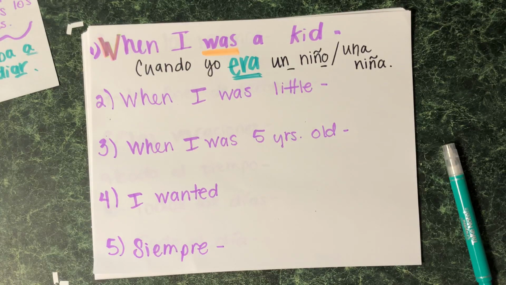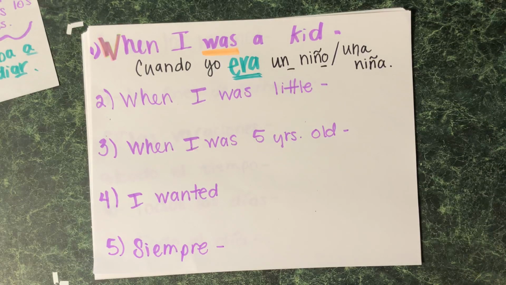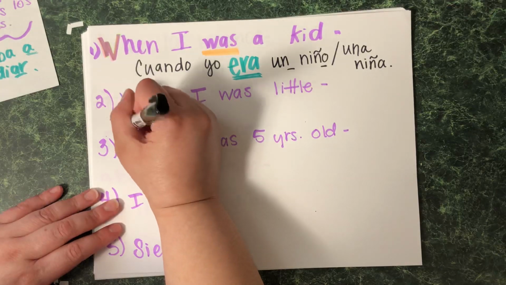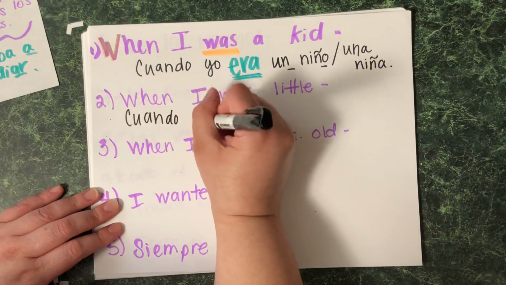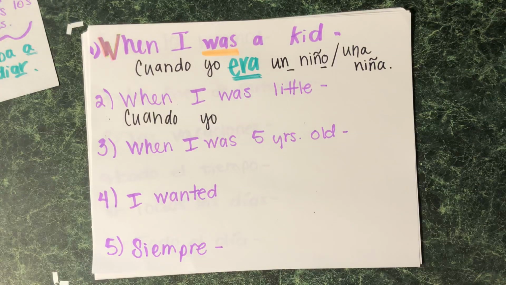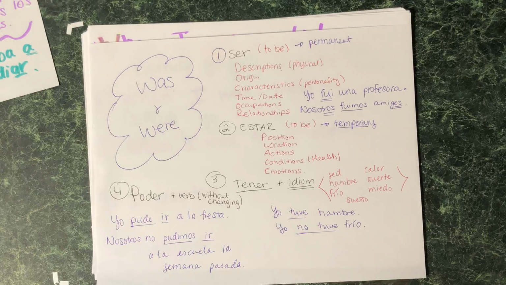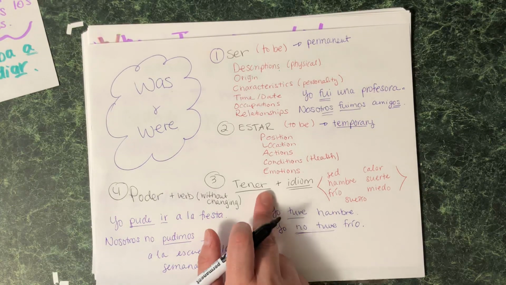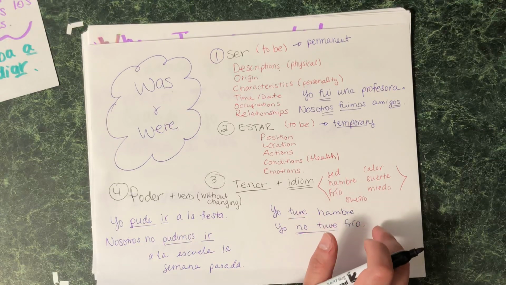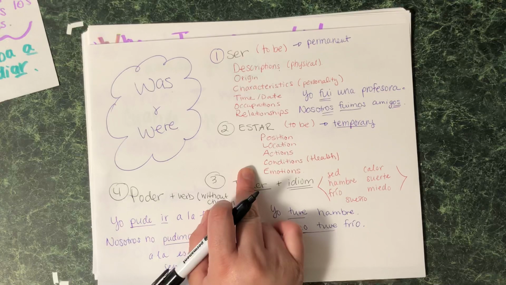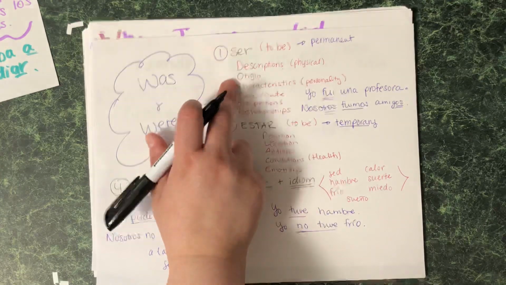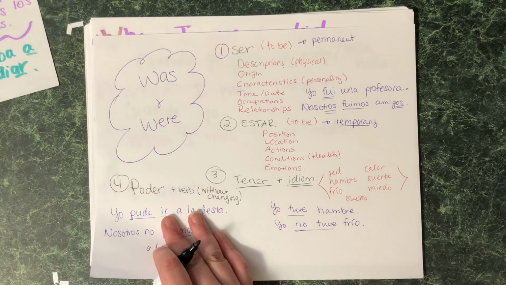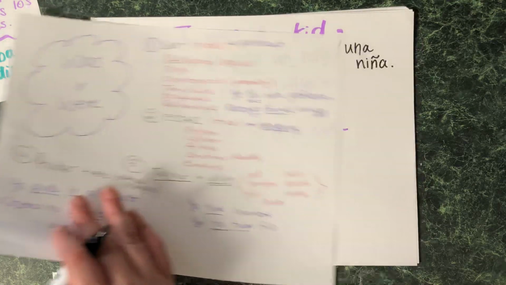Phrases. These are the phrases that you might see, or more likely you're going to see with the imperfect tense. Next phrase: when I was little. Cuando yo. Back again to was and were. Is it poder plus a verb, to be able to do something? No. We're looking for a description. So you can eliminate tener because it's not one of the idioms, to be little. It's not a position, location, actions, conditions as in health or emotions. It's ser. Again, physical description, to be when you were little.